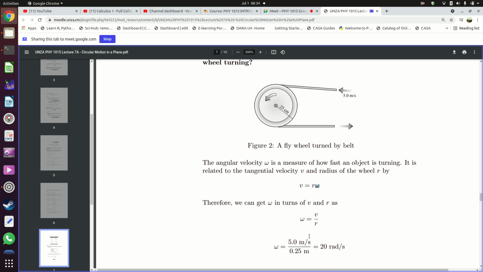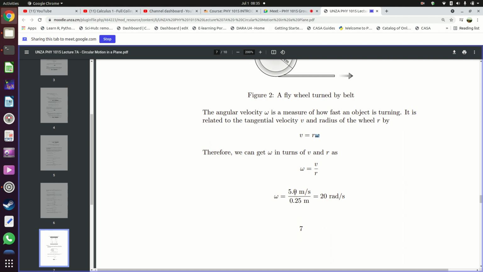So we make omega the subject of the formula. When we do, we end up with omega equal to V divided by R. V is the velocity, 5 meters per second. The radius is 25 centimeters, which is 0.25 meters. If you divide like this, when you cancel out the meters, you no longer have a unit of distance. The only unit you have now is what's referred to as a radian. So 5 meters divided by 0.25 gives you 20 radians per second. When you cancel out the meter and the meter, the radian shows up.